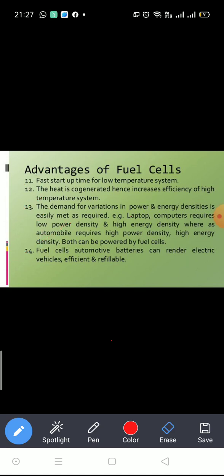Next advantage of the fuel cell is fast startup time for low temperature systems. High temperature is not required. The heat is co-generated, hence increases efficiency of high temperature systems. The demand of variation in power and energy densities is easily met as required. Then fuel cells, automotive batteries can render electric vehicles efficient and refillable.